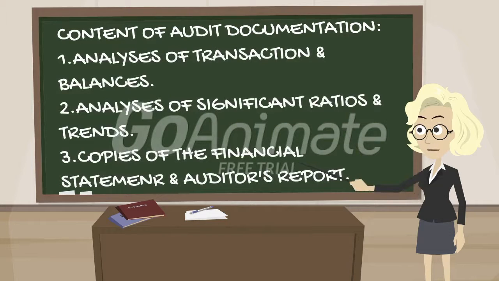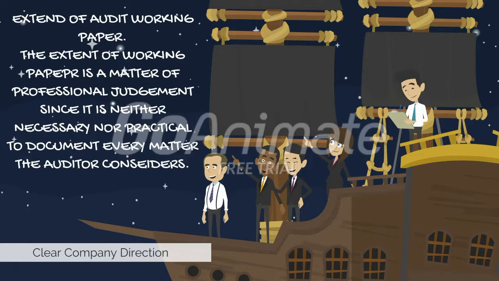Content of audit documentation. 1. Analyses of transactions and balances. 2. Analyses of significant ratios and trends. 3. Copies of the financial statement and auditor's report. Extent of audit working paper. The extent of working paper is a matter of professional judgment since it is neither necessary nor practical to document every matter.